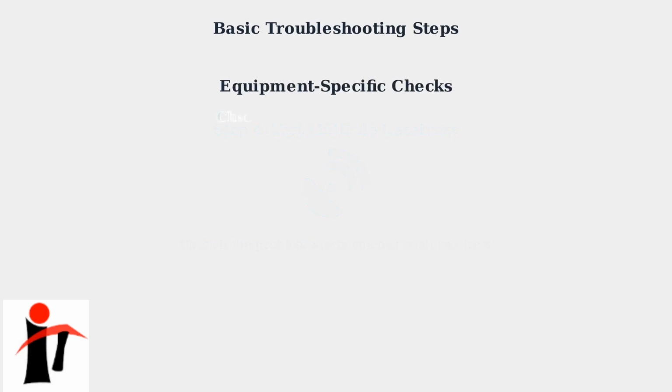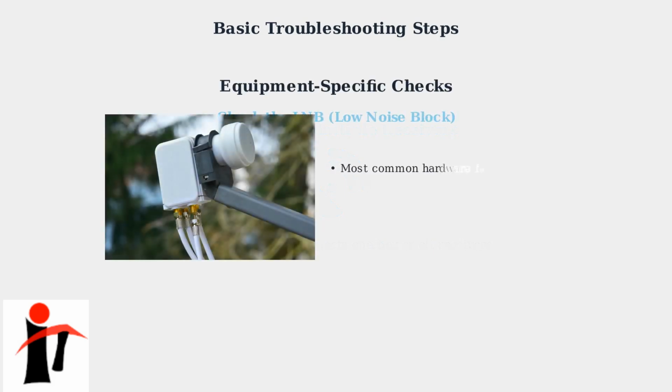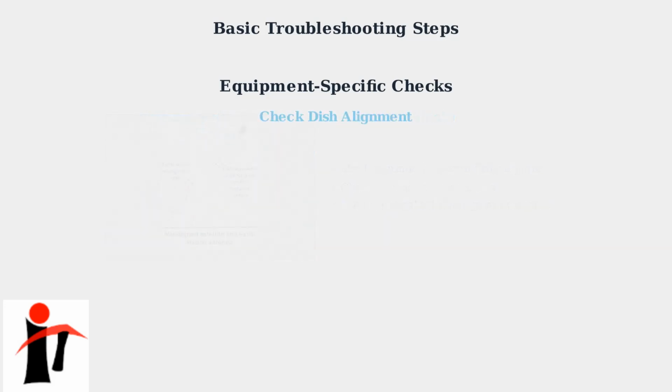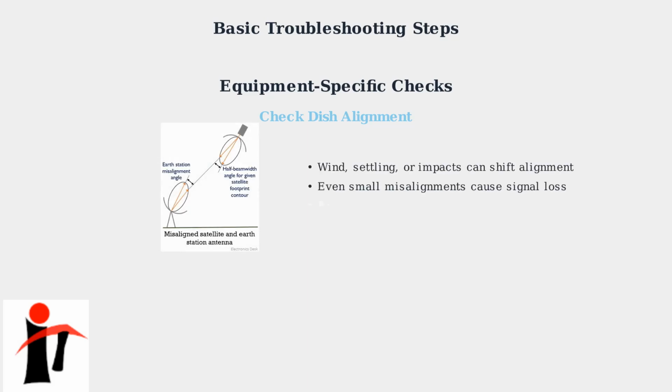The LNB, or low noise block converter, is the most common point of hardware failure. Check its connections for looseness, corrosion, or physical damage. Dish misalignment can occur due to wind, ground settling, or physical impacts. Even small alignment changes can cause complete signal loss and typically require professional correction.